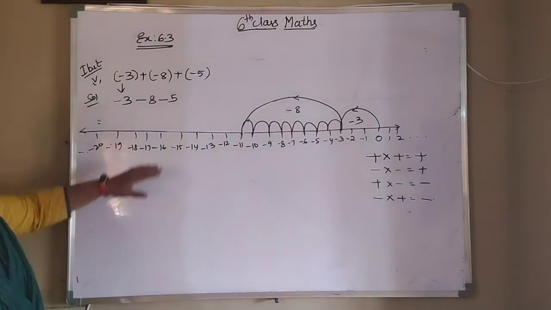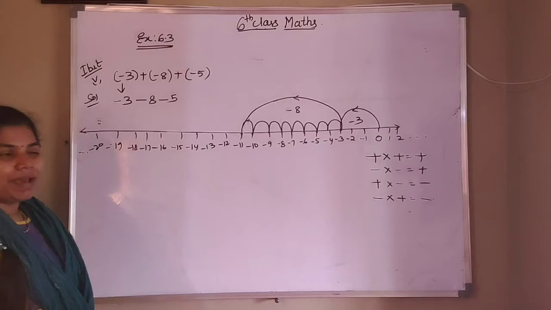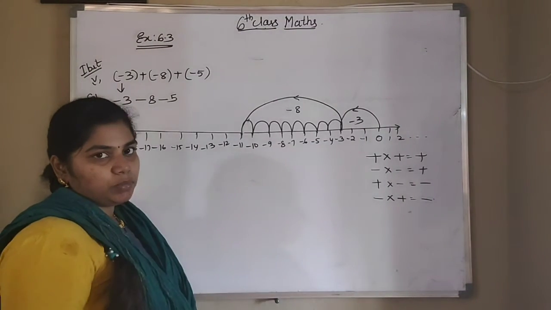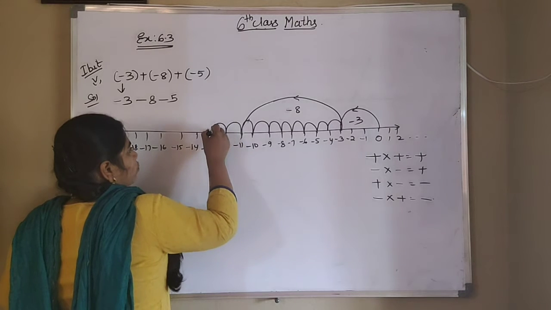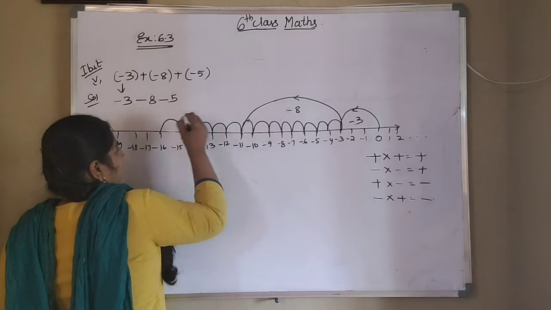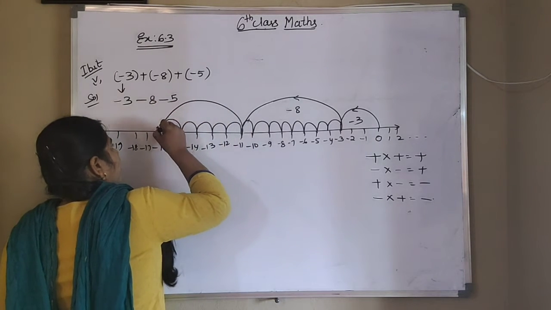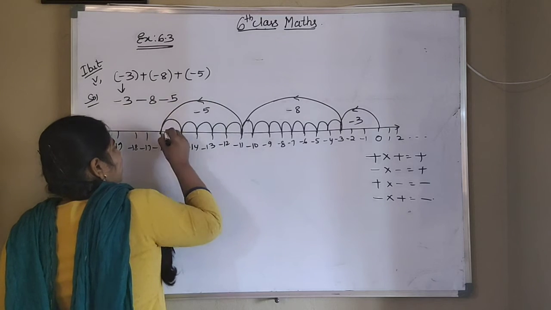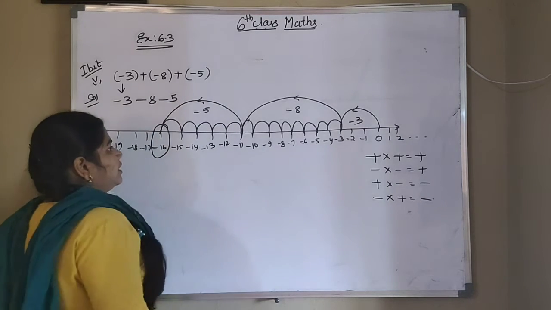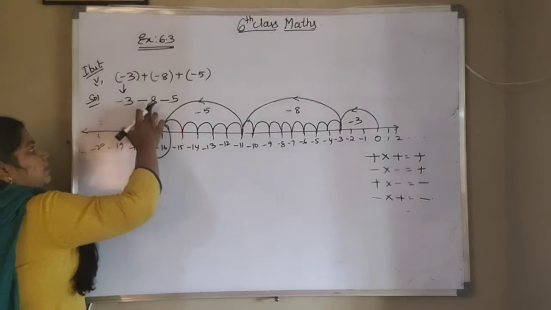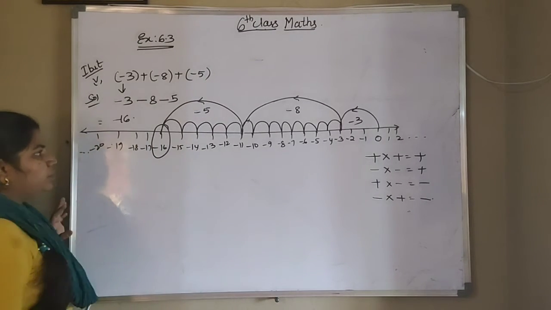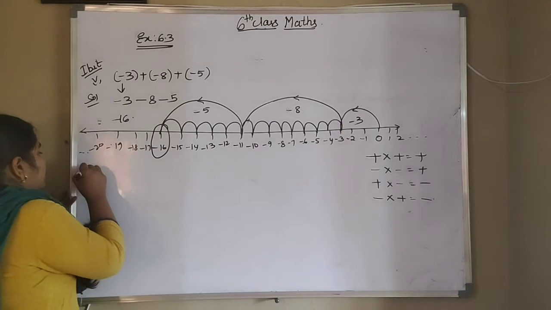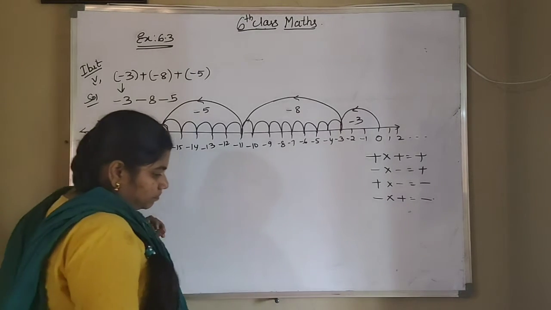Okay, now again -5. Minus is nothing but we have to move to the left side. How many times? 5 times. So 1, 2, 3, 4, 5. So this is -5. So what is the result? You got it as -16. So -3, -8 and -5 is -16. So this is our fifth solution. Next is the sixth one.